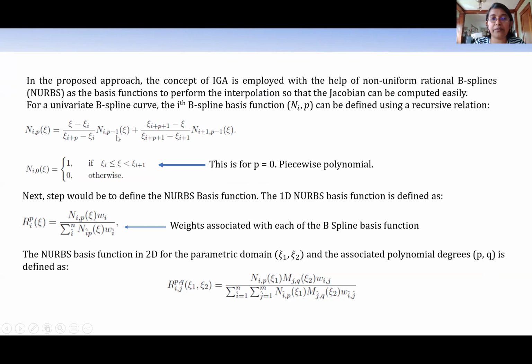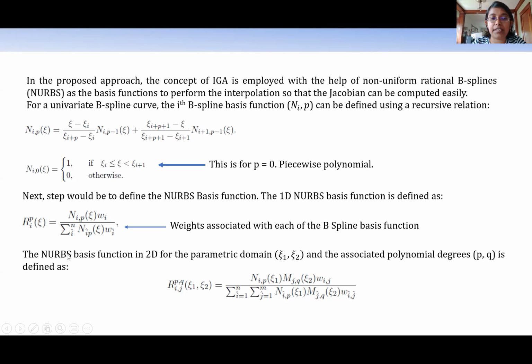Okay, so when we construct a univariate B-spline, we define the basis function using this recursive formulation, where p is basically the degree of the polynomial. Since this is obtained recursively, at one point when my p is 0, the basis function would be defined using 1 and 0, where xi_i is the natural coordinates of the system in the parametric domain. Once the basis functions are obtained, the next step is to obtain the 1D B-spline functions, which are defined using this formulation.